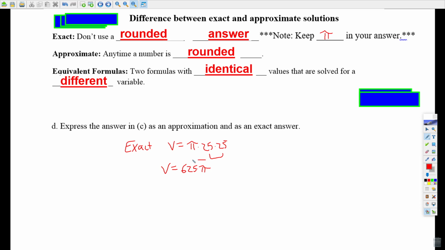We would know to multiply them together, but we do not want a rounded answer. This would be an exact answer. As soon as you use pi, since it's a digit that goes on forever, you would have to round it at some point. We could also add the centimeters cubed, I guess. So that's the difference between exact and approximate.